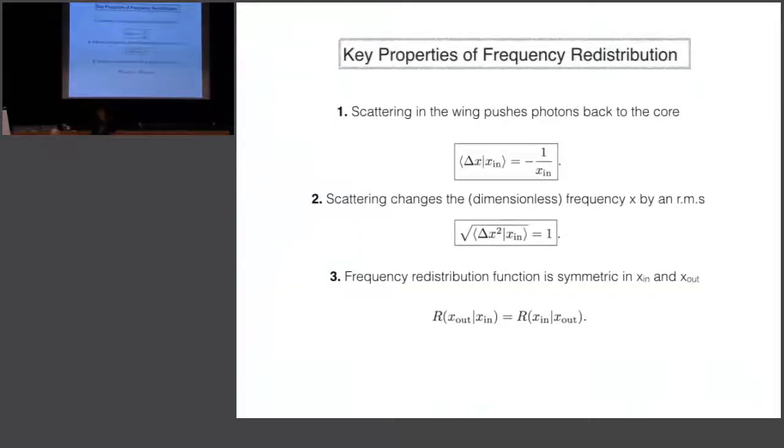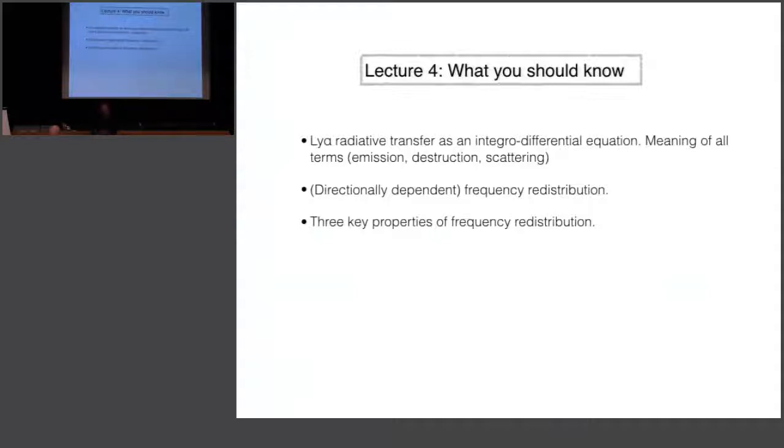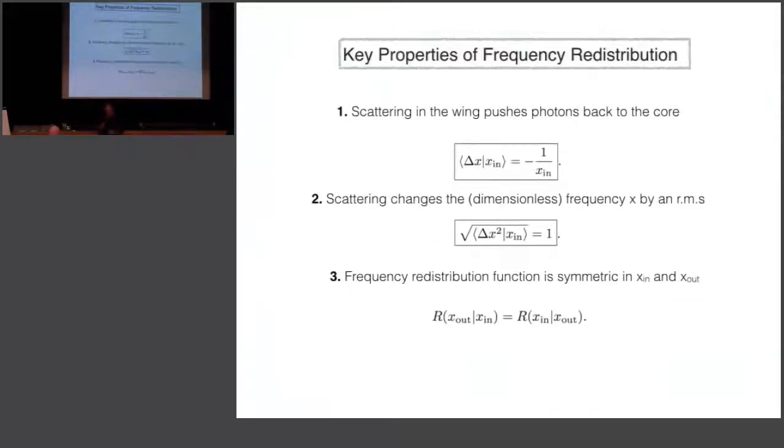Okay. Actually, I think that was it. For frequency redistribution, I'm done. What I can briefly tell you, and you can ask questions anytime, is what I'll begin with tomorrow.